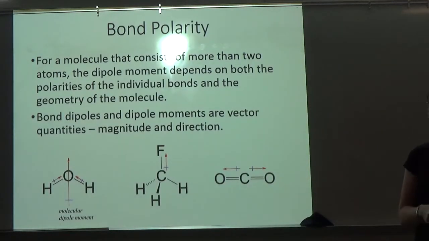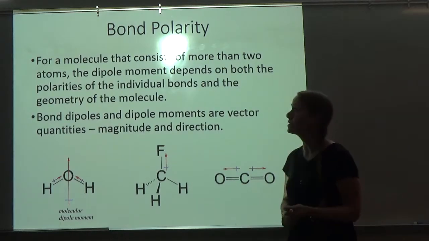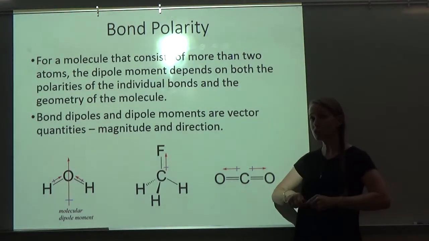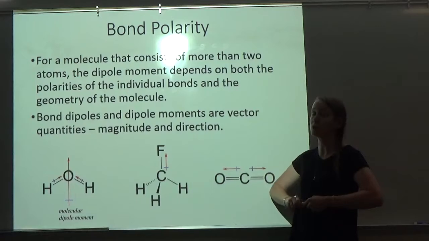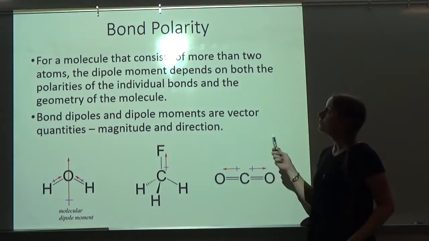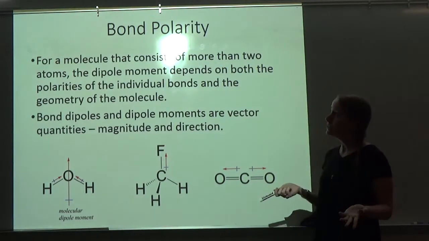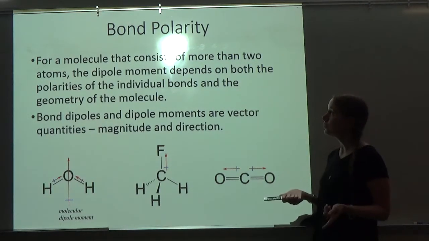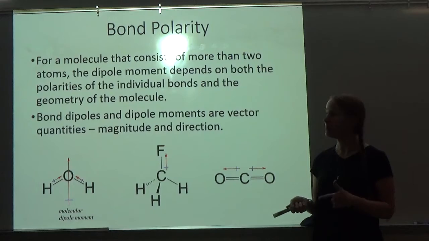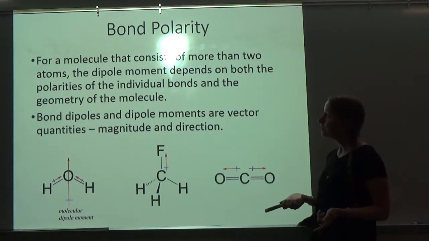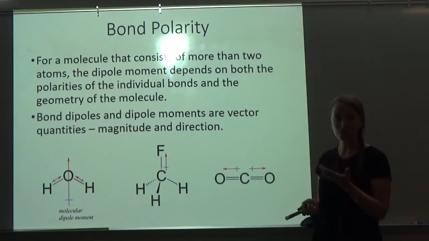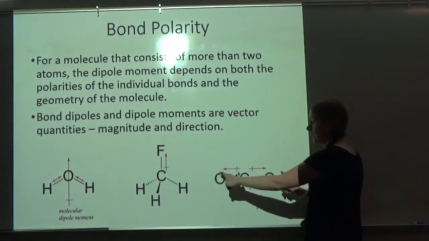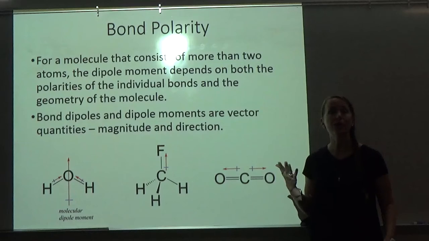Alright, so let's talk about bond polarity. If you haven't watched the Section 8.3 lesson videos about VSEPR shapes, you definitely need to watch that before you watch this part. For a molecule that consists of more than two atoms, the dipole moment depends on both the polarities of the individual bonds and the geometry of the molecule. Bond dipoles and dipole moments are vector quantities, which means they have a magnitude and direction. So if they're pointing in opposite directions, they will cancel out.